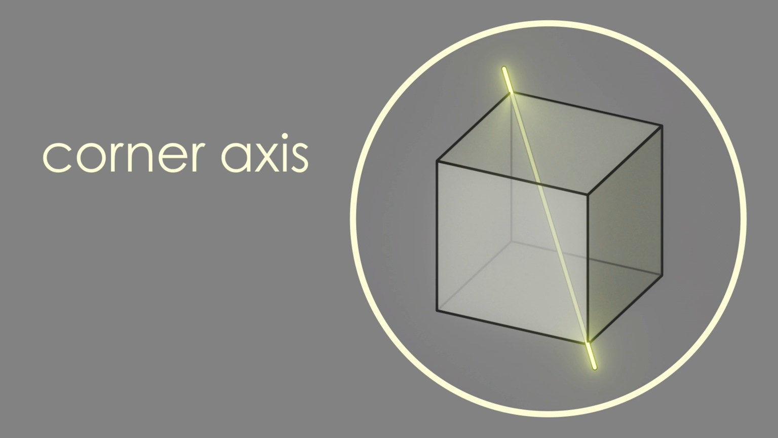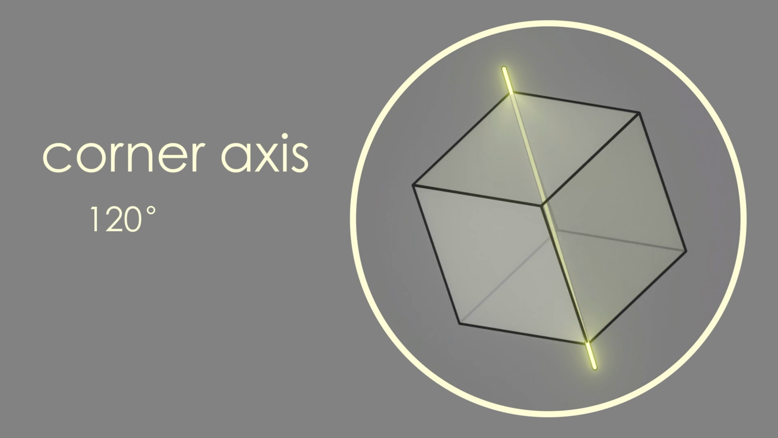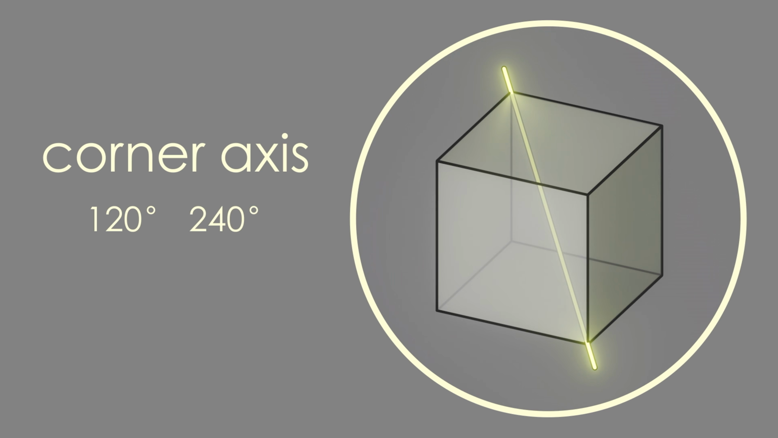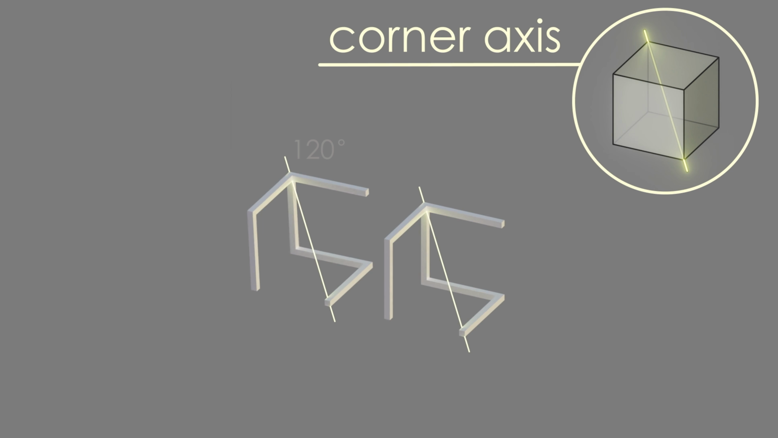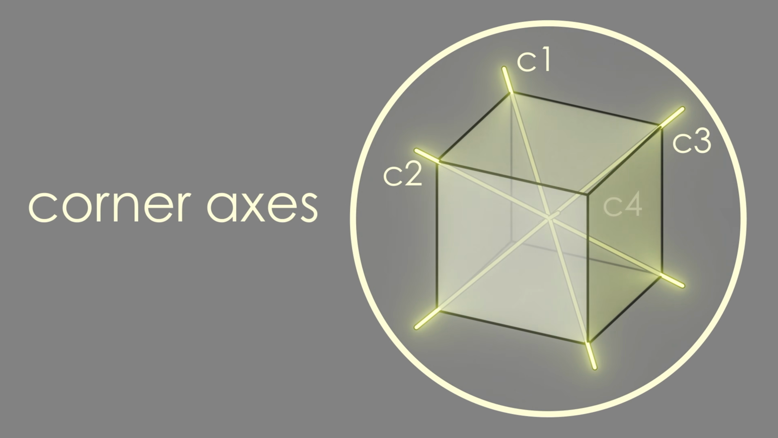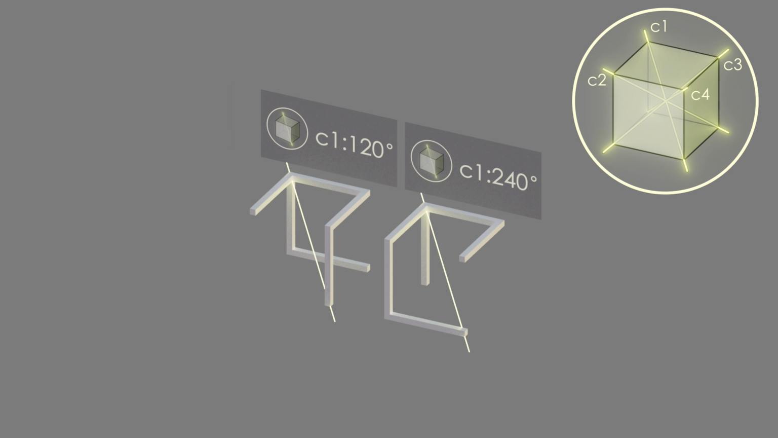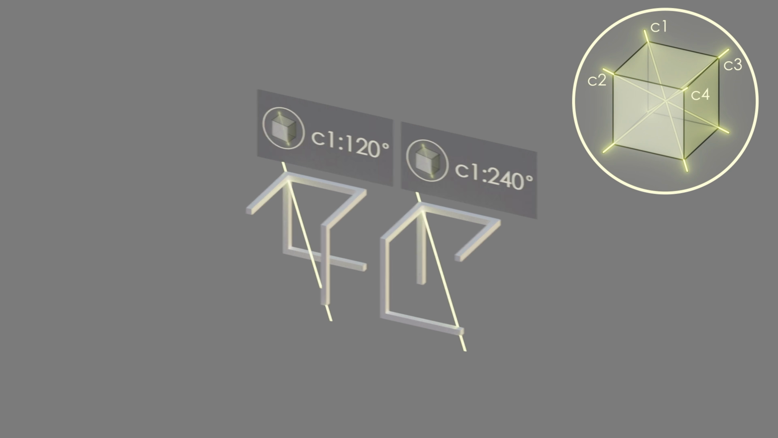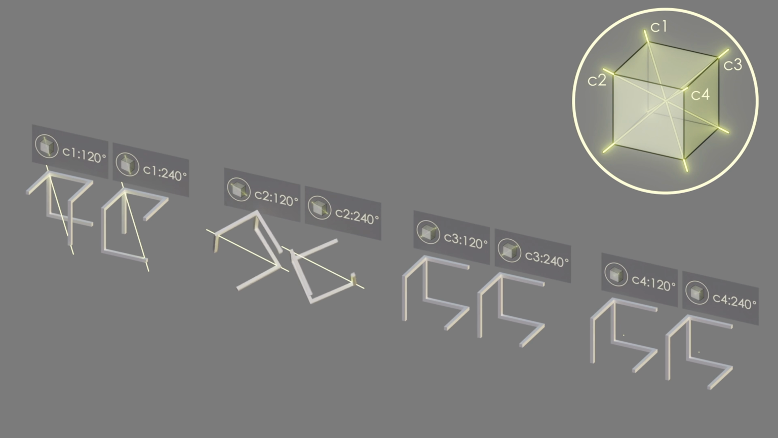Another axis we can twirl the cube around is this diagonal line that passes through opposite corners. We can call it a corner axis and see that we can spin a cube 120 degrees or 240 degrees around it. Applying this to a pair of copies, we find 2 new orientations. If we work our way around the cube, we'll find a total of 4 axes like this, which we can label C1 to C4. Those first 2 examples we saw were the rotations around C1, and here are the outputs of all the rest.